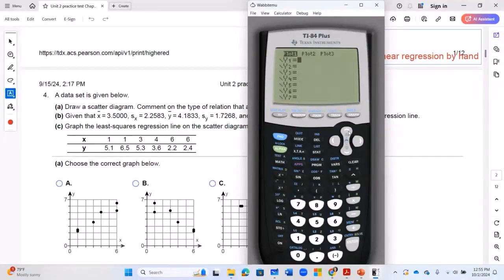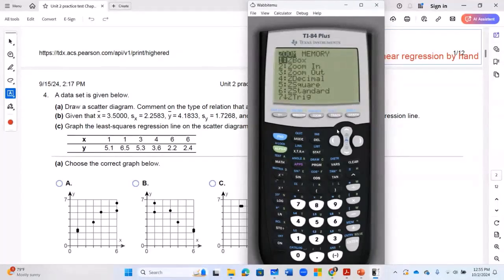By the way, before I do zoom 9, I make sure that only one plot is selected. If two plots are selected, it will tell you to quit. It will give you an argument. So only one plot should be selected. If two or three plots are selected, your calculator will not let you do the zoom plot. Okay, so we're ready to second quit right now, and we want to zoom 9, zoom statistics.